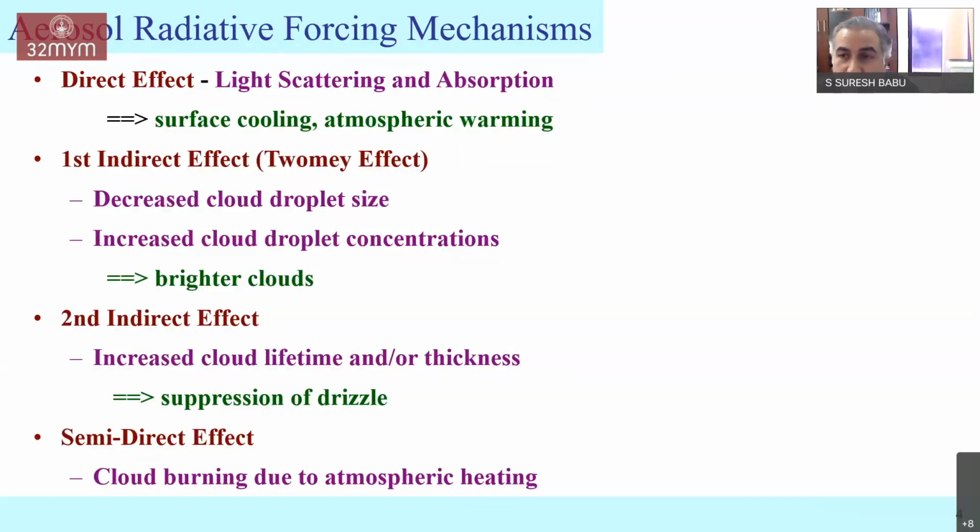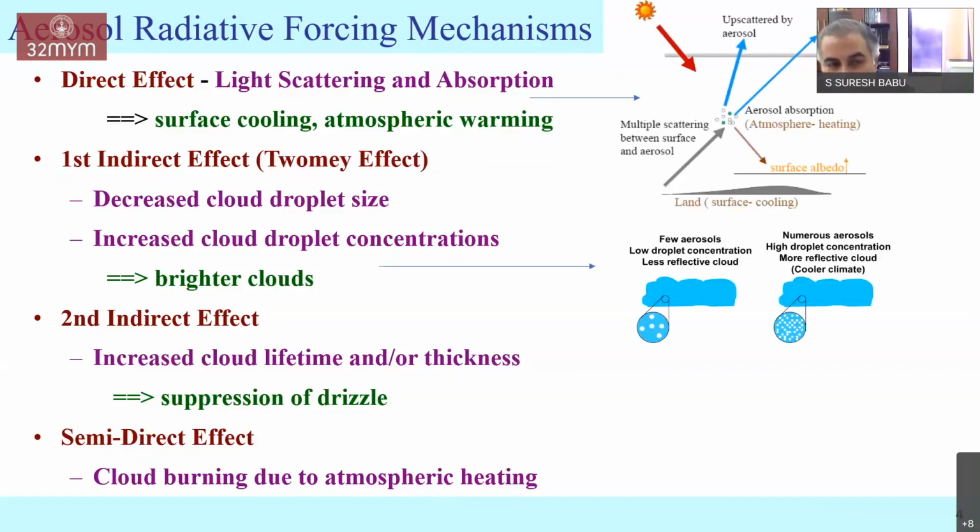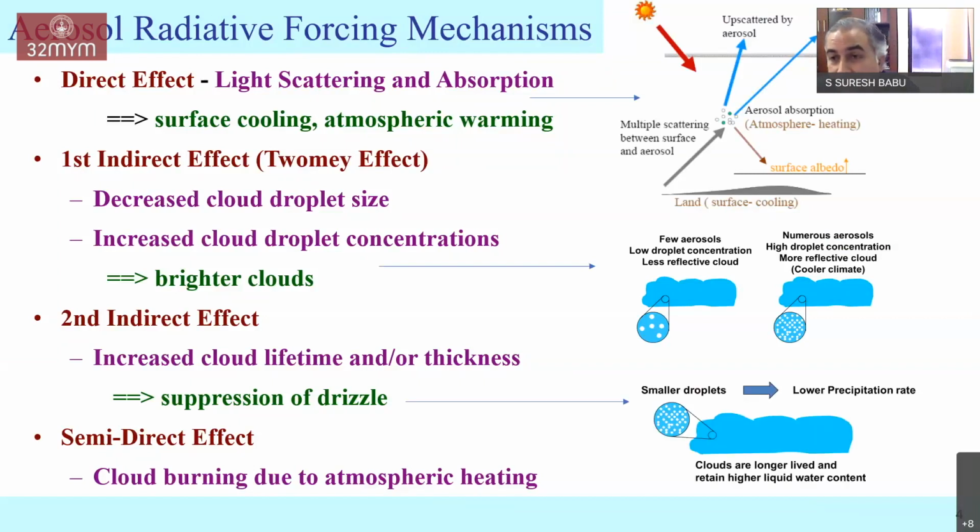Two other important forcing mechanisms are through aerosol cloud interaction. The first indirect effect: when there is an increase in the aerosol in the atmosphere for a fixed amount of water vapor, the cloud droplet size decreases, and this leads to brighter clouds. The second indirect effect is where it suppresses the rain. So there are two indirect effects.